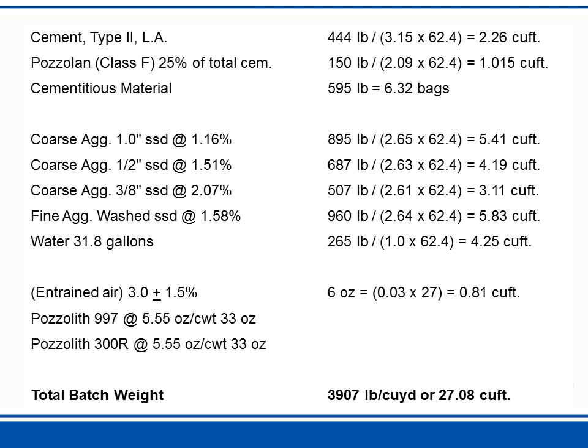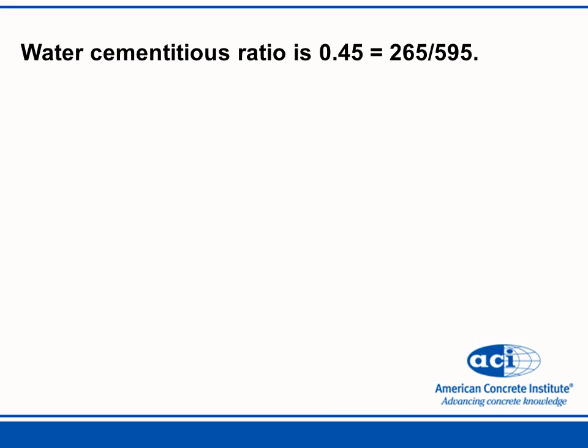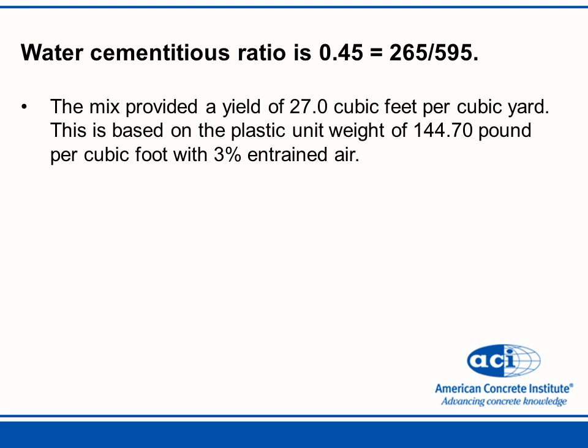It gave us the batch weights, gave us the total cubic feet of material that went into the mix for this particular project. The water cement ratio was 265 divided by 595, giving us a 0.45 water cement ratio. The mix provided a yield of 27 cubic feet, and this gave us a plastic unit weight of 144.7 with 3% entrained air.